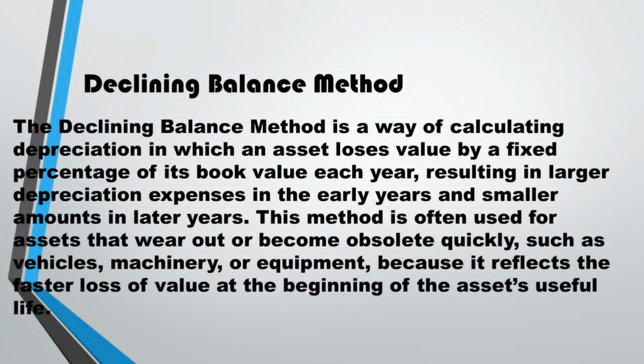The declining balance method is a way of calculating depreciation in which an asset loses value by a fixed percentage of its book value each year, resulting in larger depreciation expenses in the early years and smaller amounts in later years. This method is often used for assets that wear out or become obsolete quickly, such as vehicles, machinery, or equipment, because it reflects the faster loss of value at the beginning of the asset's useful life.